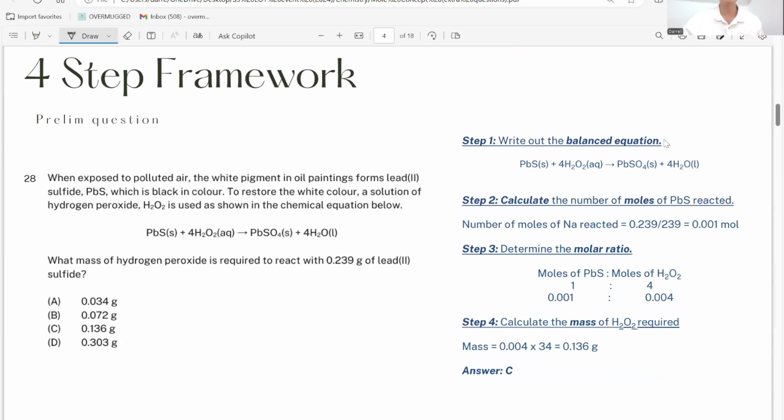So for question 28, same thing. It has to be the same 4 steps. Step 1, what is it? Balance equation. What's the good news here? The question provided that for us. Life is great. Okay, so step 1 done.